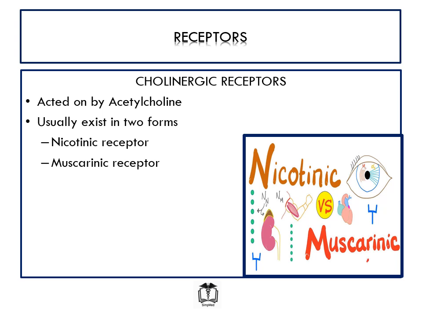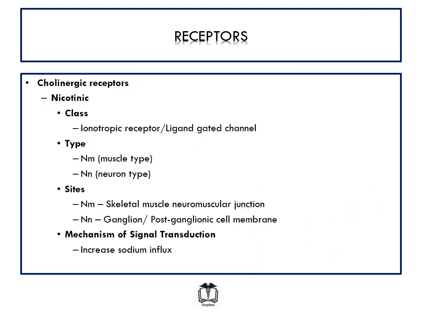We have nicotinic receptors and muscarinic receptors. We'll talk about these two types of cholinergic receptors next. Let's start with the nicotinic cholinergic receptors. Nicotinic cholinergic receptors are receptors that are referred to as ligand-gated receptors.